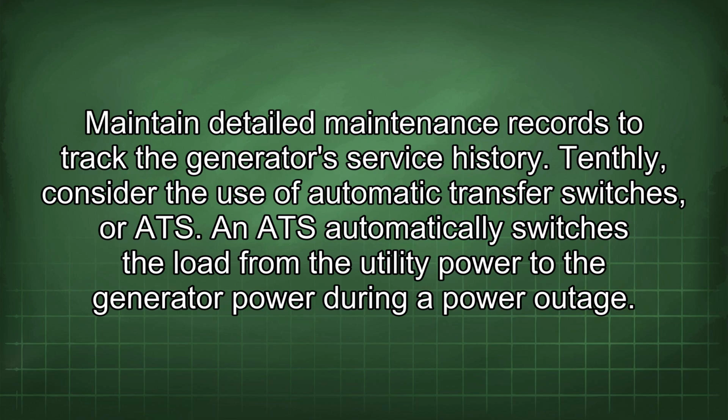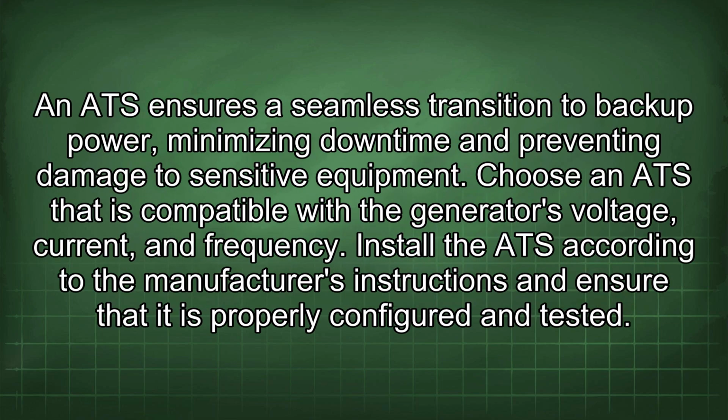Tenthly, consider the use of automatic transfer switches, or ATS. An ATS automatically switches the load from the utility power to the generator power during a power outage. An ATS ensures a seamless transition to backup power, minimizing downtime and preventing damage to sensitive equipment. Choose an ATS that is compatible with the generator's voltage, current, and frequency. Install the ATS according to the manufacturer's instructions and ensure that it is properly configured and tested.